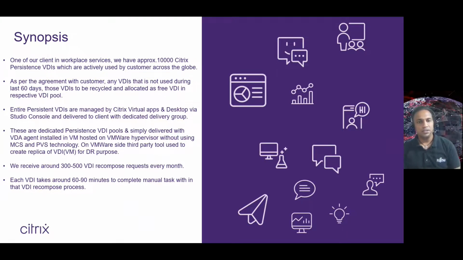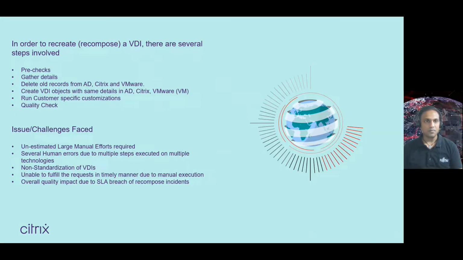We were receiving around 300 to 500 VDI recreation requests every month. When we do it manually, it takes around 60 to 90 minutes to complete per VDI. While performing manual activities, we have to do some pre-checks, gather old details, then delete the record from Active Directory, Citrix, and VMware. Once it is deleted, we have to create the same object with the same details in AD, Citrix, and VMware. Once the objects are created, we have to run customer specific customization and do the quality checks.